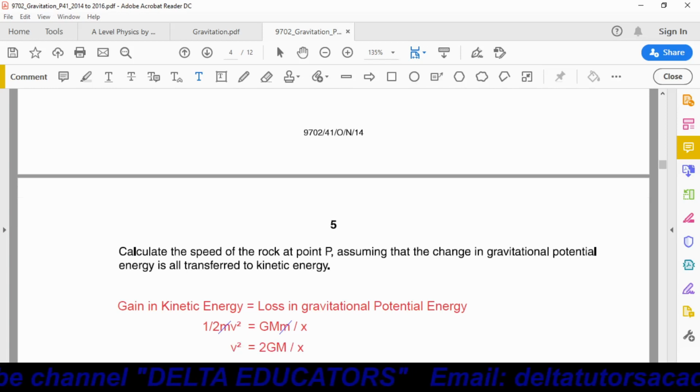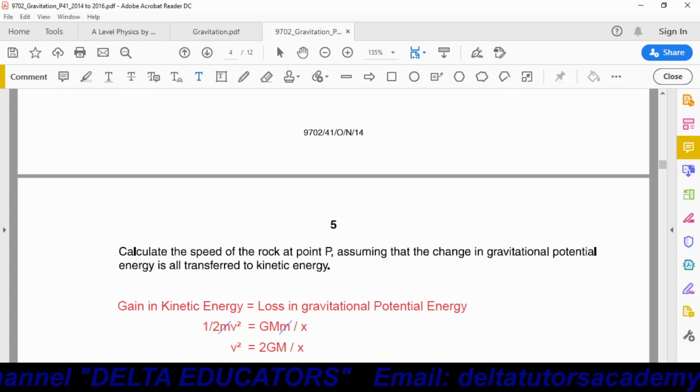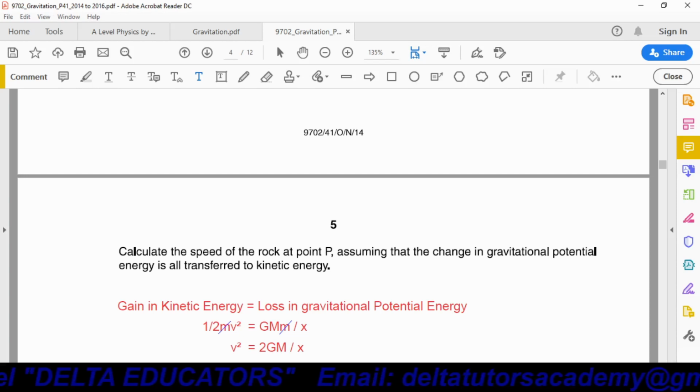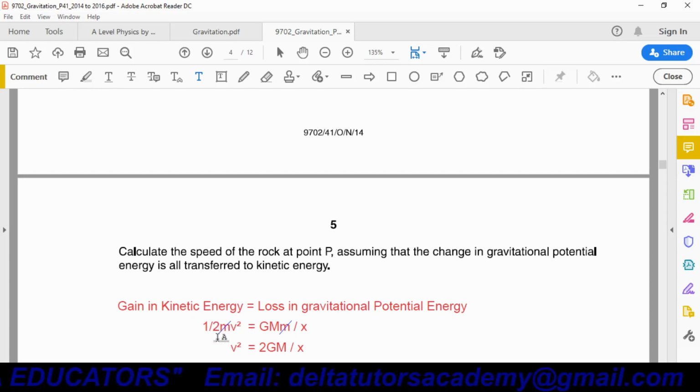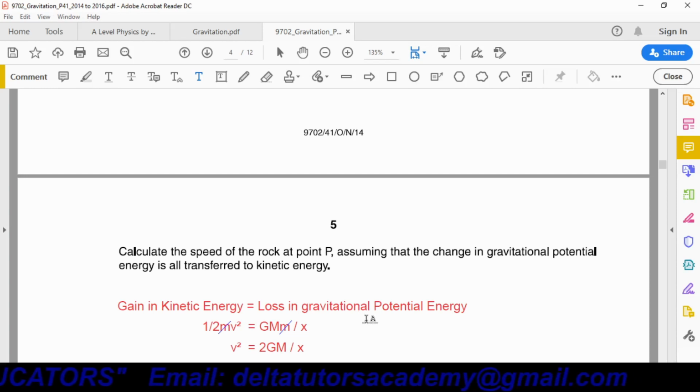Calculate the speed of the rock at point P, assuming that the change in gravitational potential energy is all transferred to kinetic energy. Okay, it is given here. Gravitational potential energy is converted into kinetic energy. The formula for kinetic energy is half mv squared, and the formula for gravitational potential energy is GMm over x.